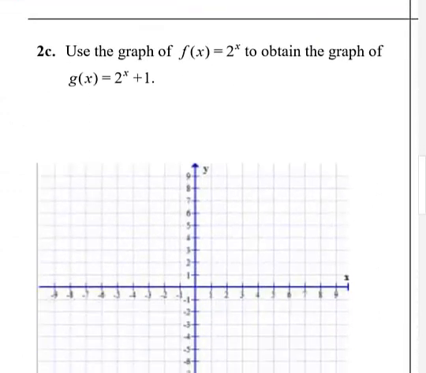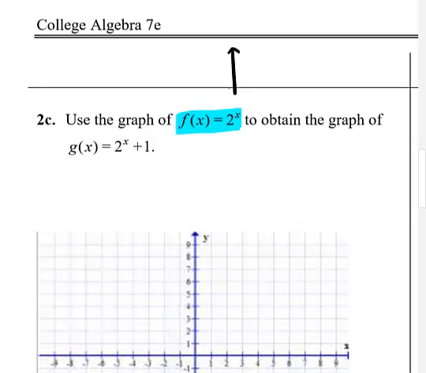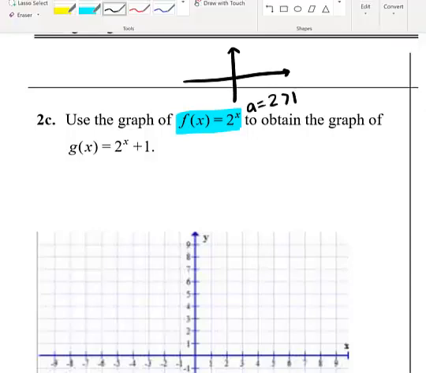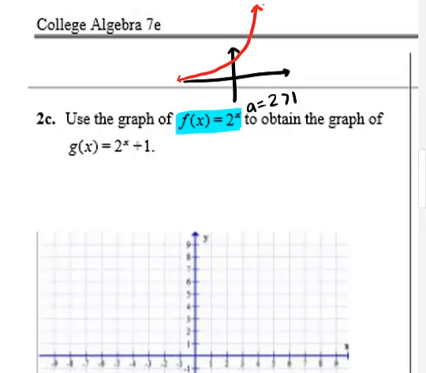All right, let's use that information to graph. Use the graph of f of x equals 2 to the x. Before I even move on, I'm going to think about what this graph would look like. The base a is 2, which is greater than 1, so I already know it's going to be the increasing one like we did. It's going to look a lot like 3 to the x power like we graphed.